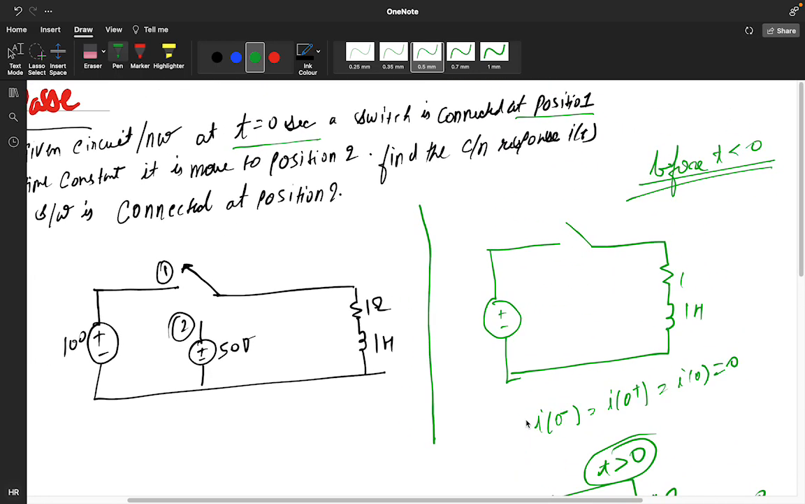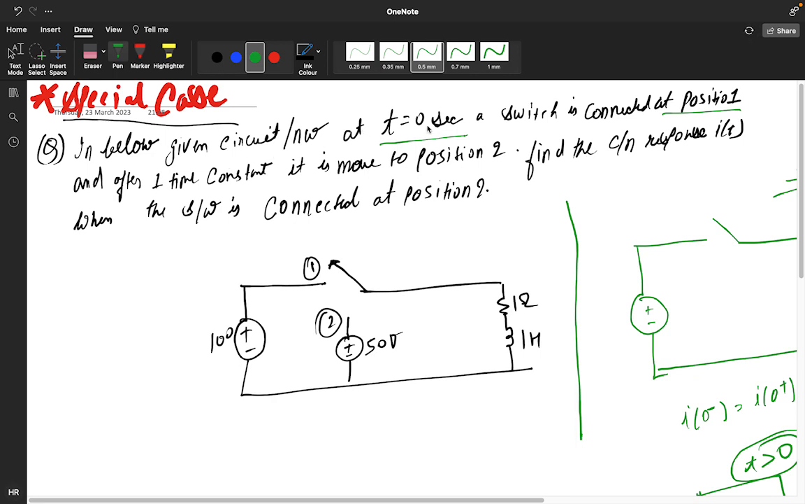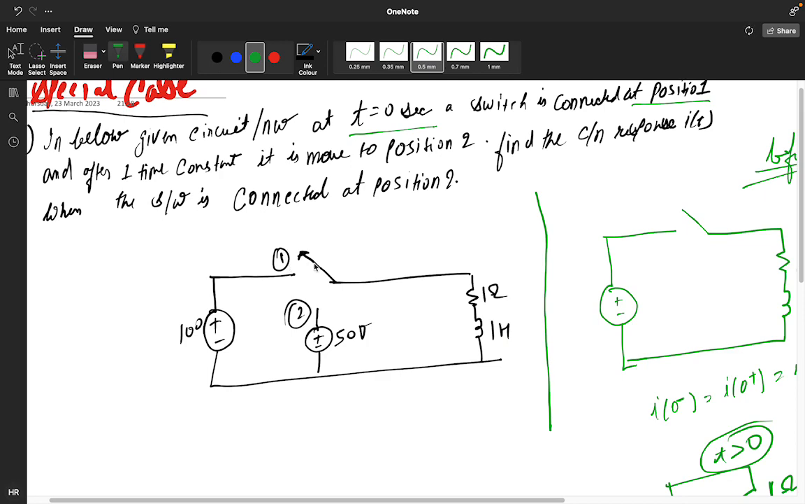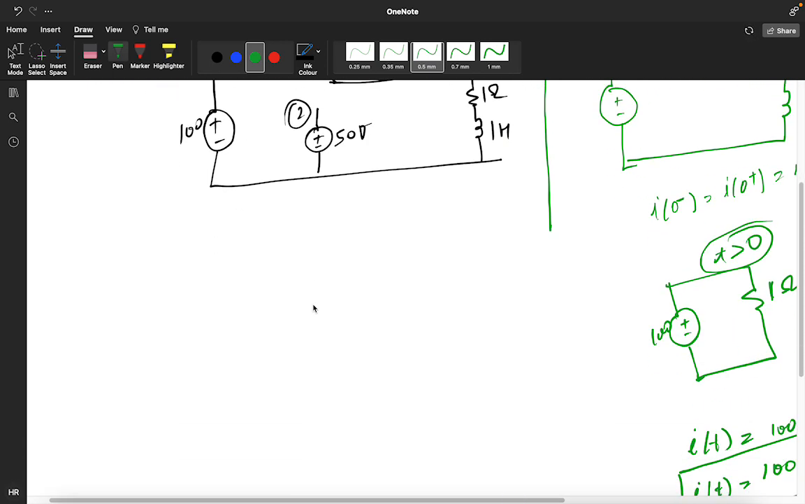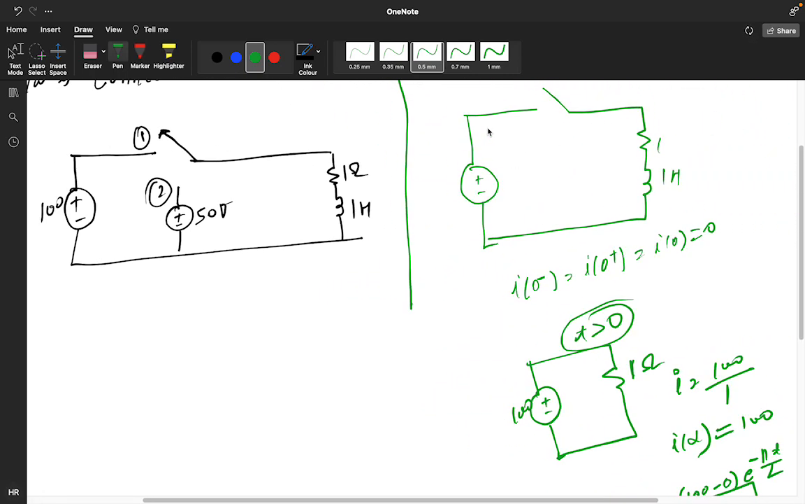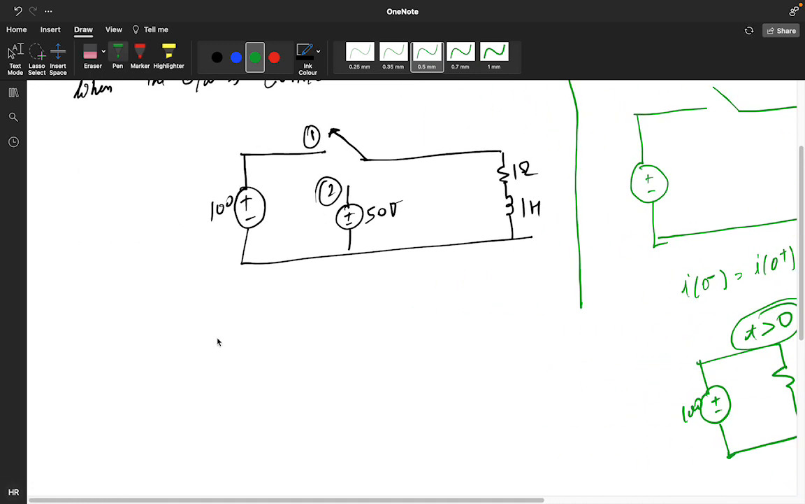Okay. Now what they had said: in the below given figure, the circuit network at t is equal to 0, a switch is connected at position 1. After one time constant, it is moved to position 2. Means after 1 second, it is moving to position 2. We got the current of this kind of circuit. Now they are saying that after 1 second, my switch is moving. First it was connected, and after 1 second my switch is moving to this position.